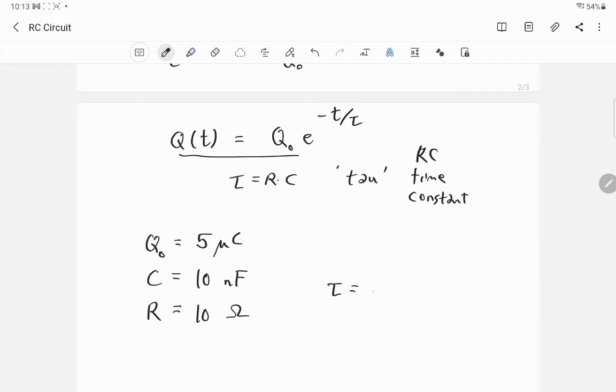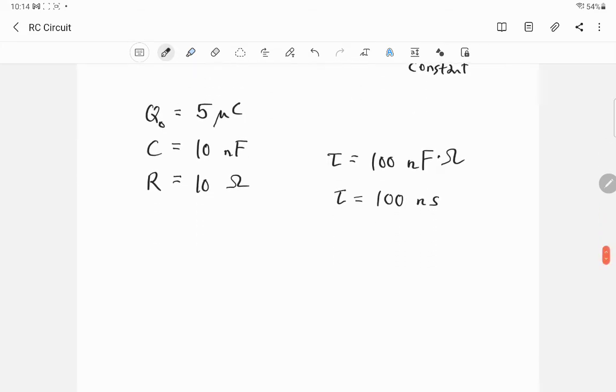It's R times C, but it's nanofarads ohms. And the thing is farads and ohms are SI units, and this SI unit combination is meant to be a time. So farad times ohm is just the second, but the nano doesn't go anywhere, so it stays there. It's the nanosecond, right? So tau is 100 nanoseconds. And the meaning of this, it looks like this.